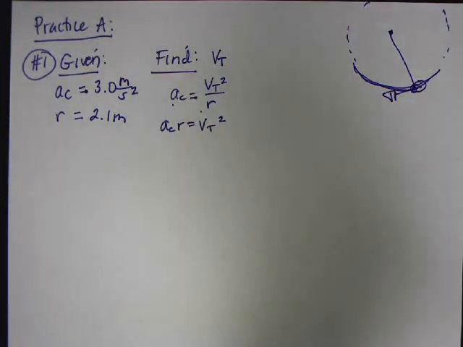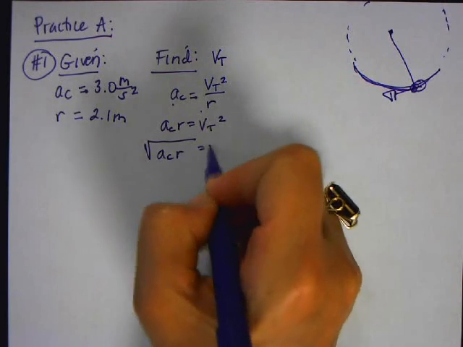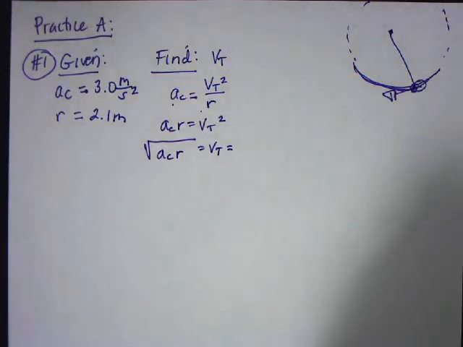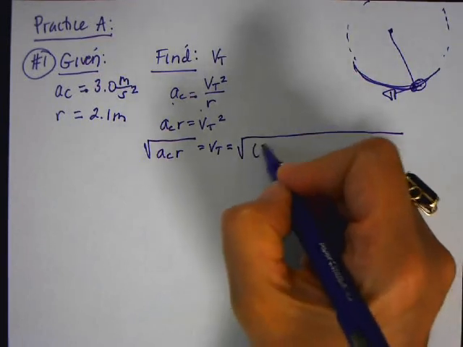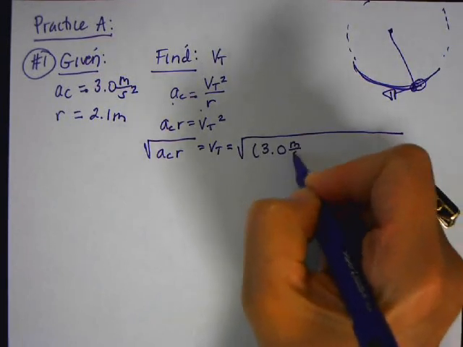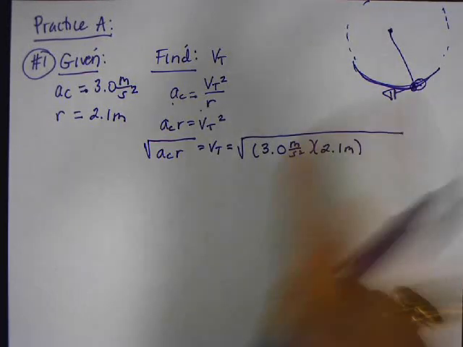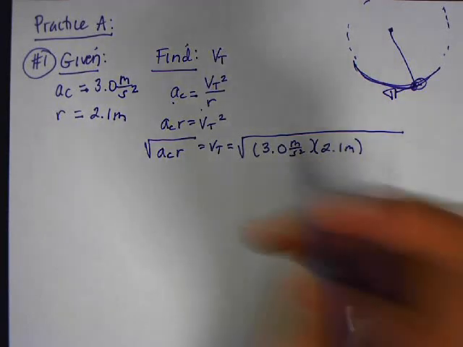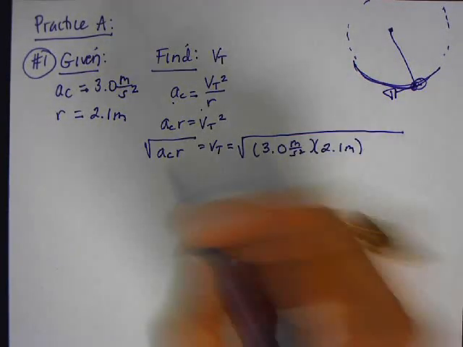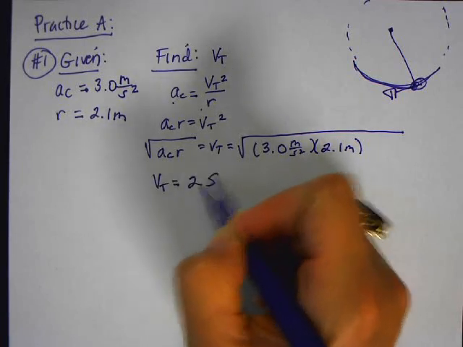But since I want to solve for Vt, I'll take the square root of both sides, so the square root of ac times r is equal to Vt. Now I'll substitute in my values. So we always want to solve for the unknown in terms of the known, so we don't make a mistake. So when I multiply 3 times 2.1, and then I take the square root, Vt comes out to be 2.5.